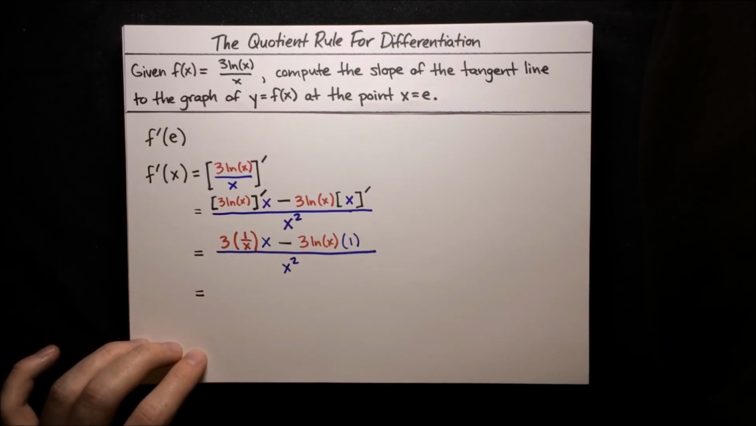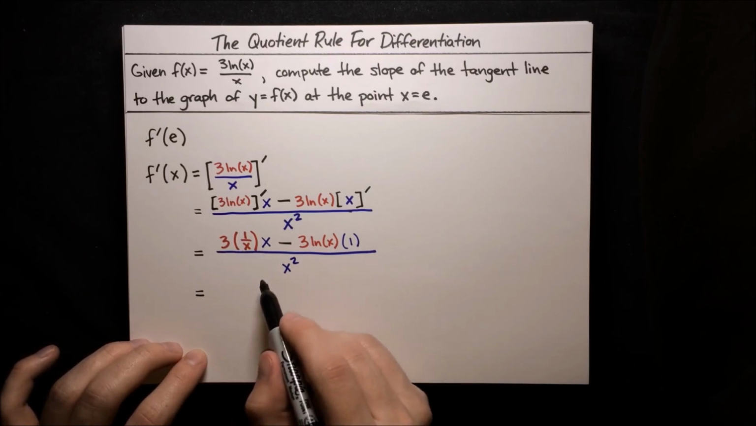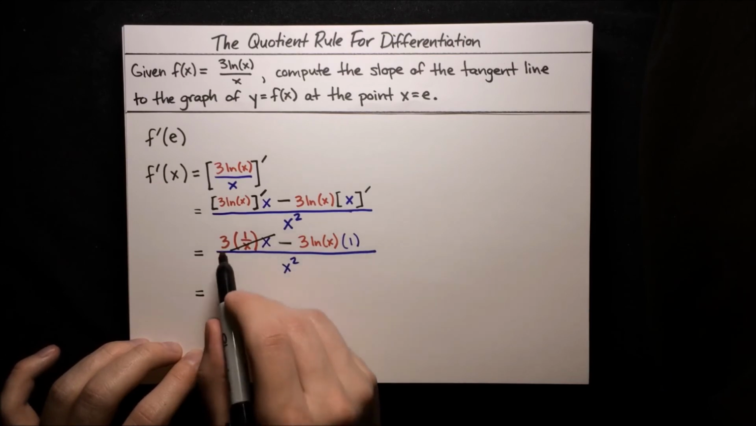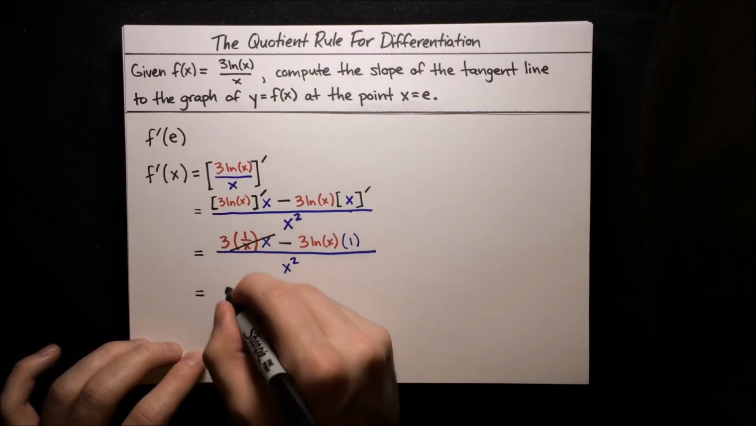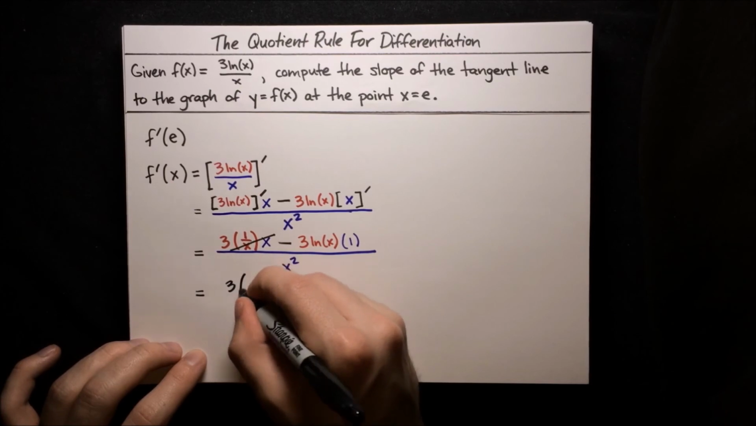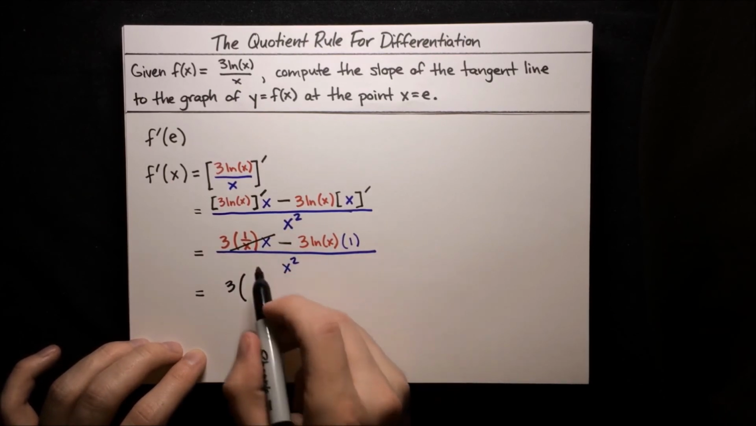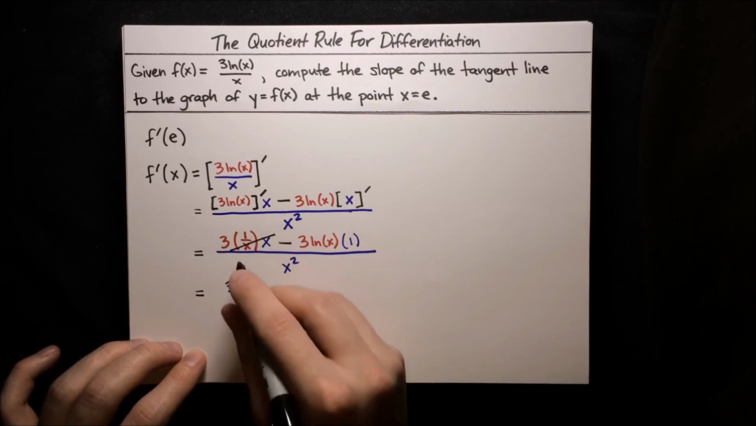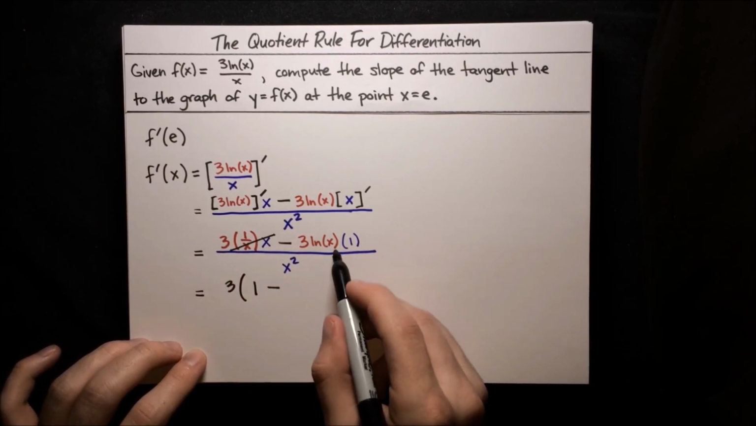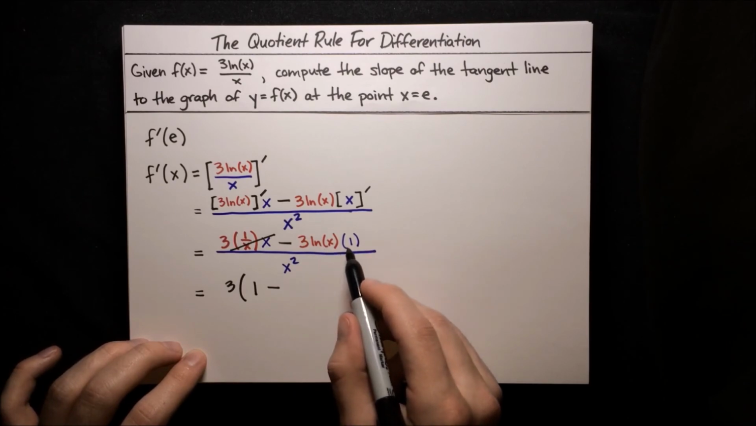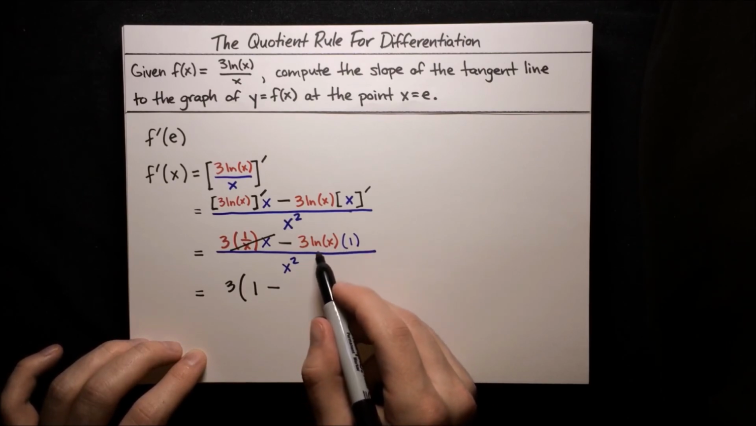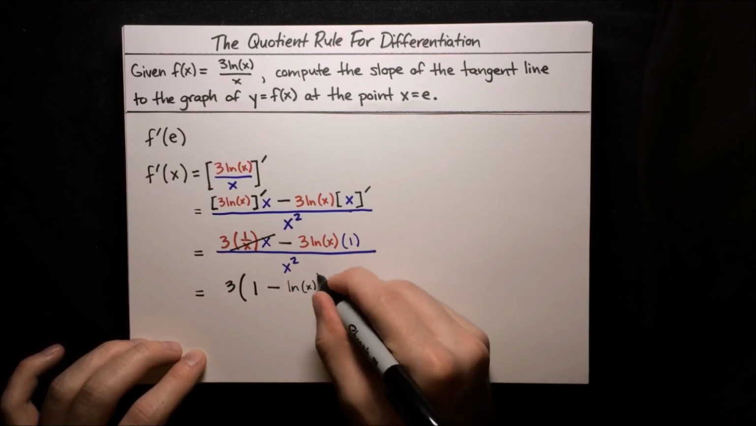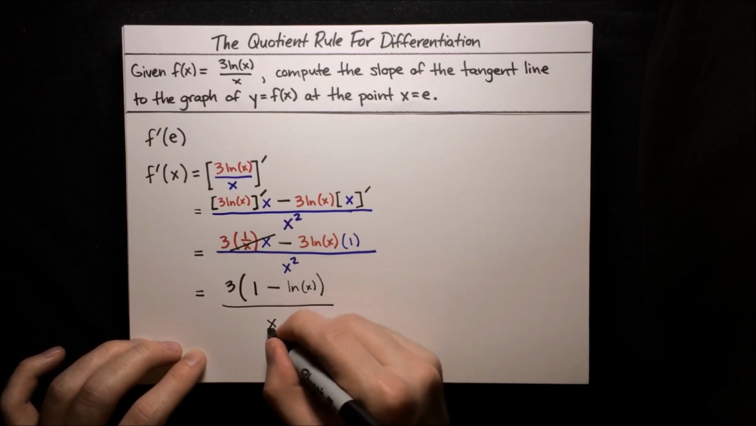So first of all, we notice that this 1 over x times x cancels in the numerator. And we also notice that we can pull out a 3 from both of these terms in the numerator. So let's go ahead and pull out that 3. 3 times, what are the leftovers? Well, this term just simplified to 3, so we just have the leftover of 1. 3 times 1 makes 3. And then minus, this term was 3 times the natural log of x times 1, so really just 3 natural log of x. So when we factor out the 3, what's left over is natural log of x. And then that's all over x squared.